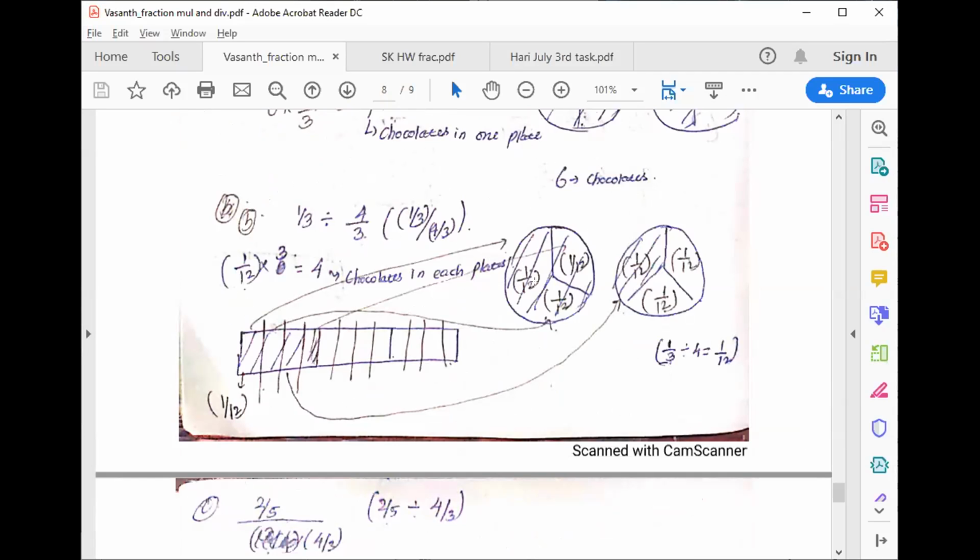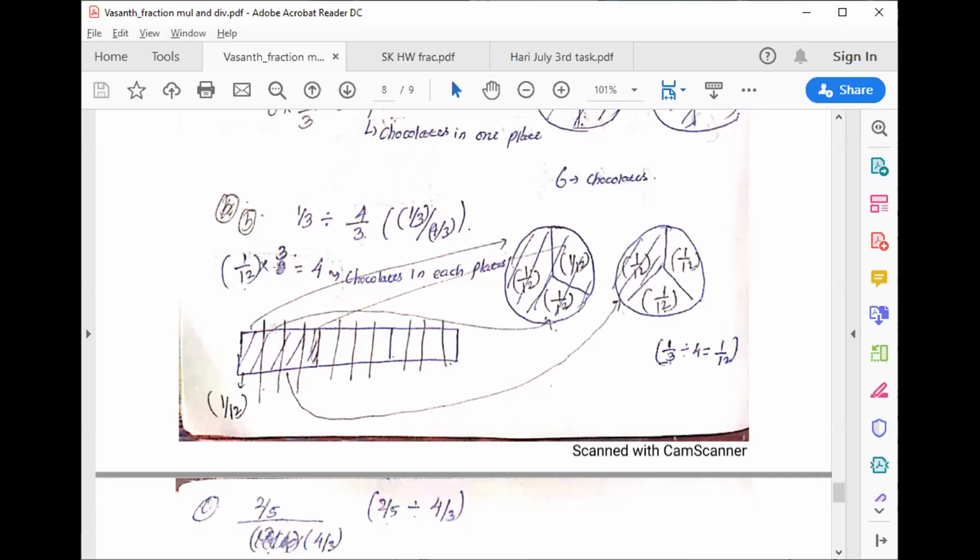You see, when you are dividing by a non-unit fraction, there are two steps. You have to first find out how much is there in each portion of the plate. That part is done correctly, and it is written well, and you can see 1/12 in each portion. That part is fine.